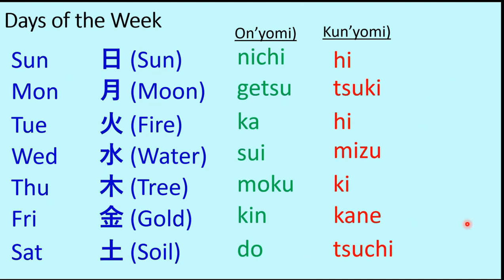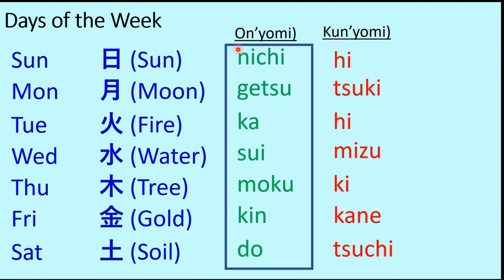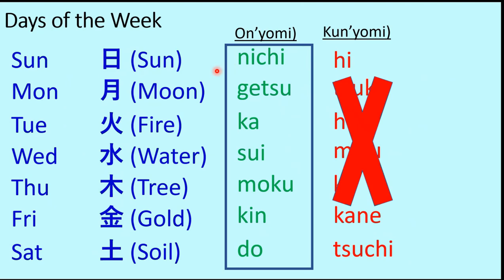Now, when it comes to naming the days of the week, the onyomi pronunciations, or the onyomi words, are considered. For the days of the week in Japanese, the onyomi version of these kanji symbols is considered and not the kunyomi. So the kunyomi words are not used for naming the days of the week, but only the onyomi ones.